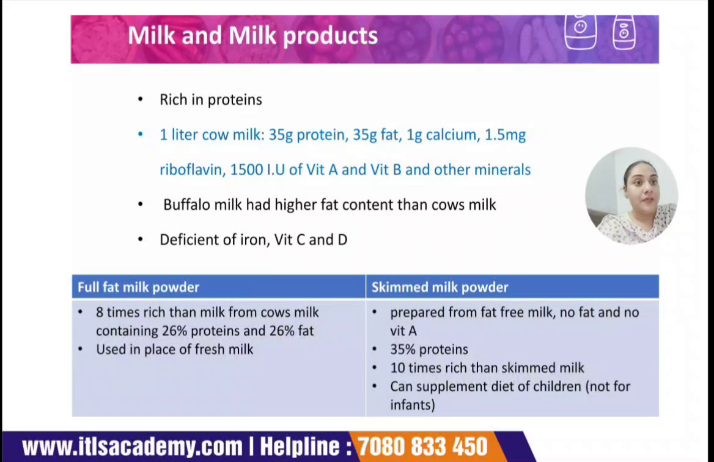Before coming to the difference, this milk is deficient in iron and vitamins C and D, and it is a good source of protein. Now if you see the difference between full fat milk powder and skimmed milk powder, full fat milk powder is 8 times richer than cow milk, and it contains 26% protein and 26% fat. It is used in place of fresh milk.